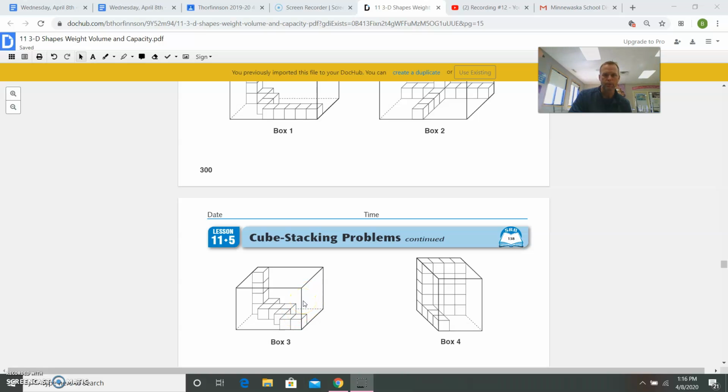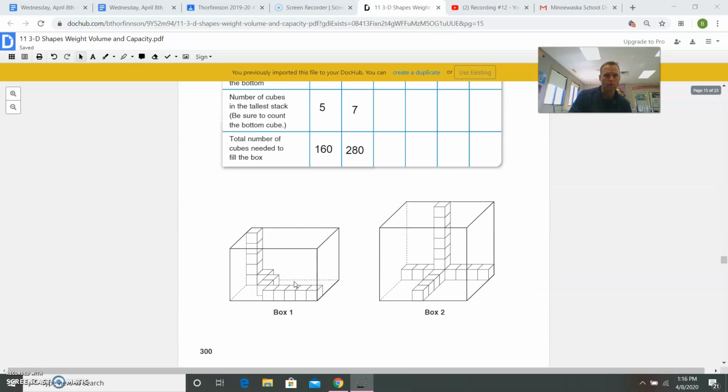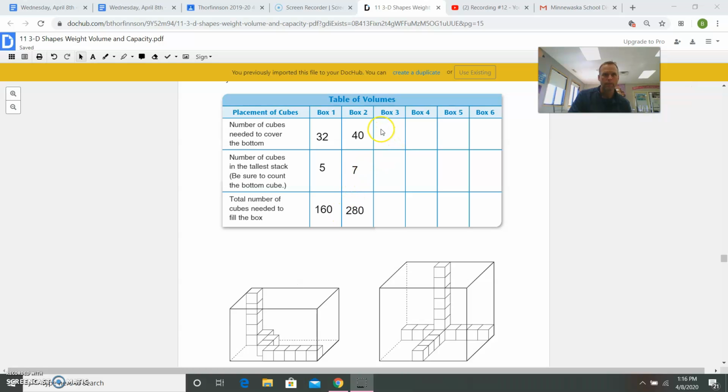So if you go back up into the box on 300, and for the third one, number of cubes to cover the bottom is 24. And then how many are in your tallest stack? 1, 2, 3, 4. And 24 times 4 is 96. So we would have 24 here. We said our height was 4. And if we multiplied those together, we would have 96.